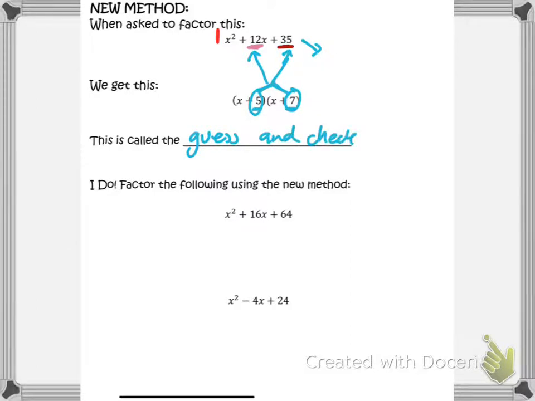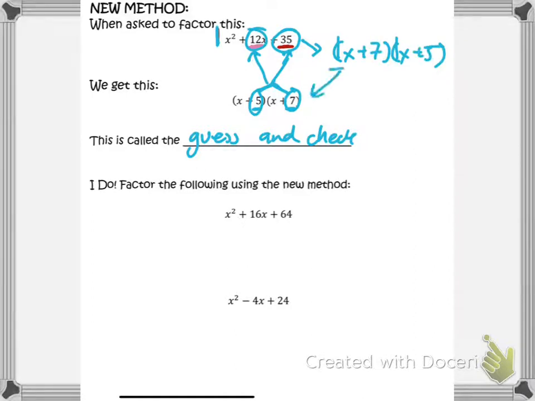We know that after doing this like a million times, our trinomial becomes two binomials. And because this is an a of 1, both of these will be 1x and 1x. Now we need to come up with factors of 35 that add up to 12. So here we're going to go x plus 7, x plus 5.